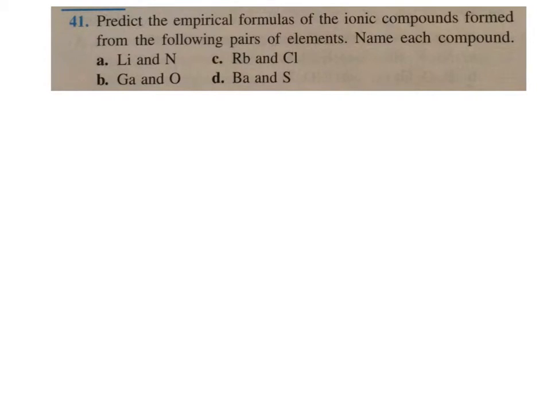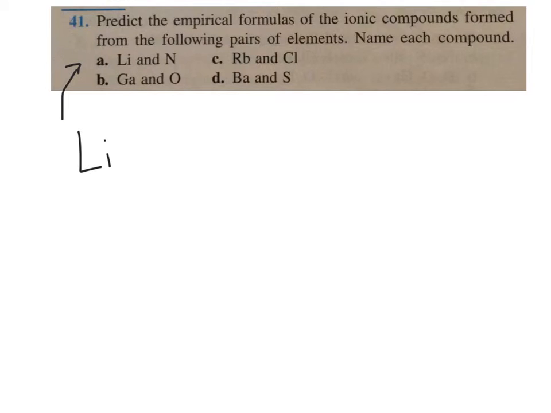Okay, on number 41, this question asks you to predict the empirical formulas of the ionic compounds formed from the following pairs of elements, and then it says name each compound. Well, for starters, an empirical formula is just the lowest whole number ratio formula for a compound. For ionic compounds, they're usually pretty cut and dry because each of those ions has a particular charge or charges. So we'll look at the lithium and the nitrogen first.